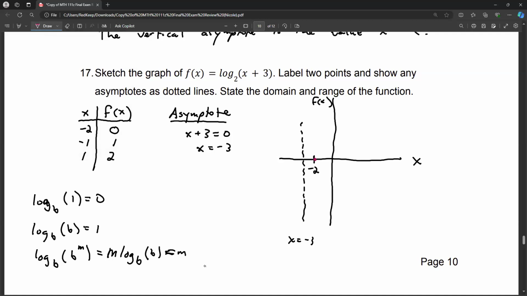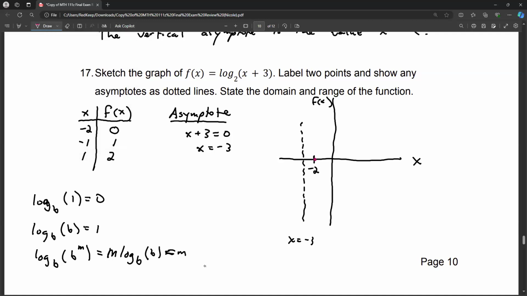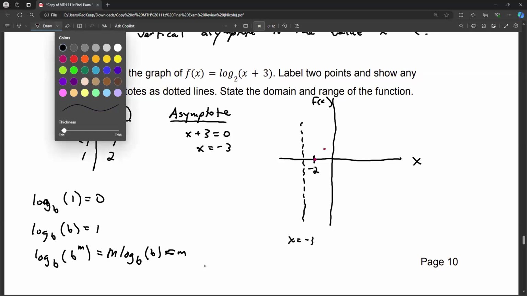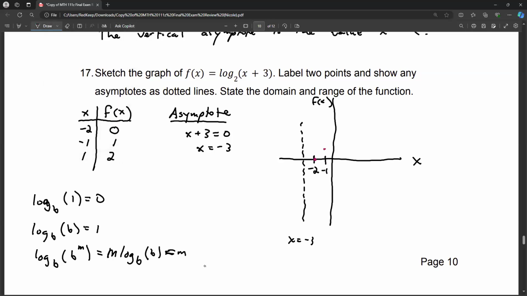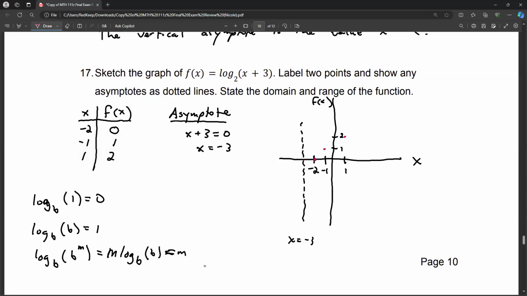So right here, next point is at, let's see, x equaling -1, and the output is 1. So maybe I'll put that right about here. Make sure I label these, right? -1. This will be +1. And then the last point that we had was x equaling 1, and the output was 2. Okay, so somewhere right about there, right?